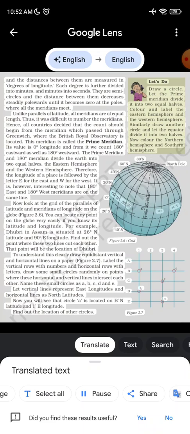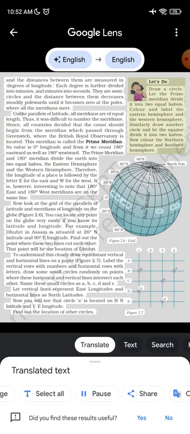To understand this clearly, draw equidistant vertical and horizontal lines on a paper, figure 2.7. Label the vertical rows with numbers and horizontal rows with letters. Draw some small circles randomly on points where these horizontal and vertical lines intersect each other.